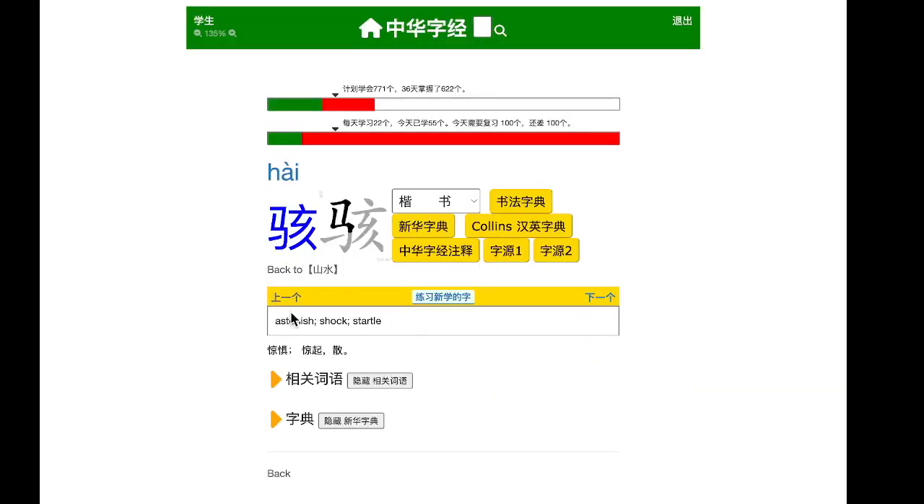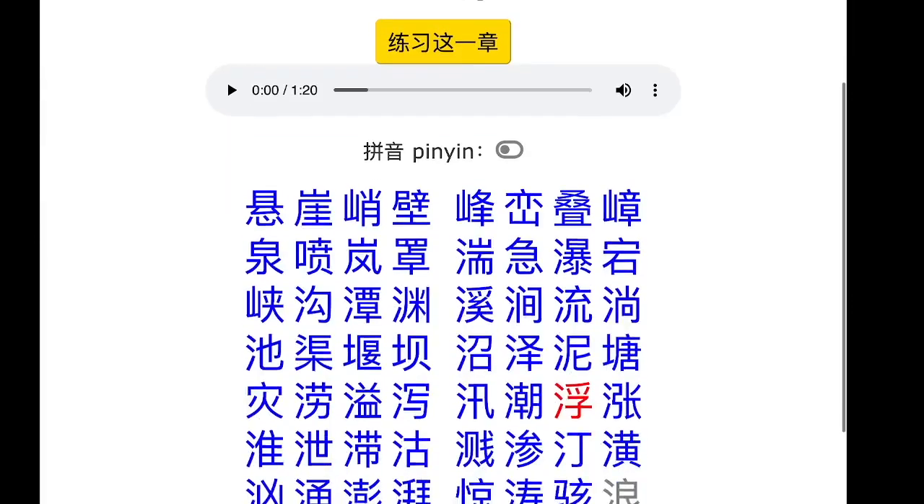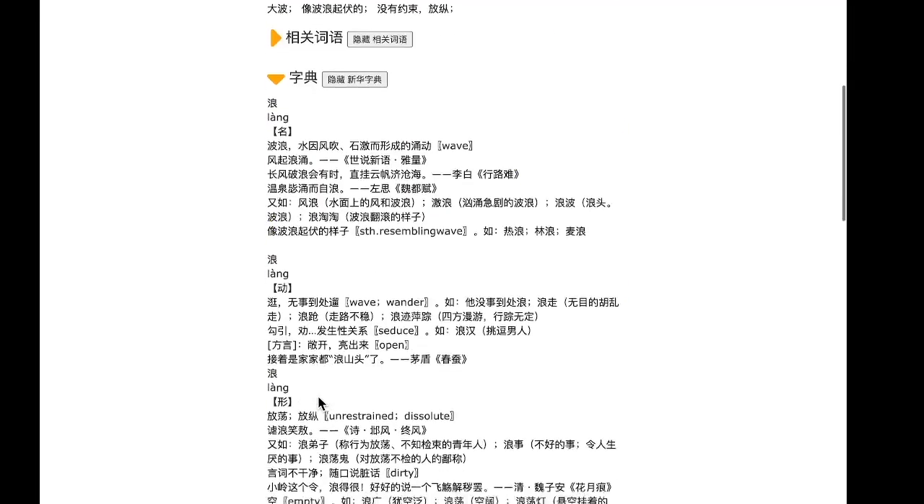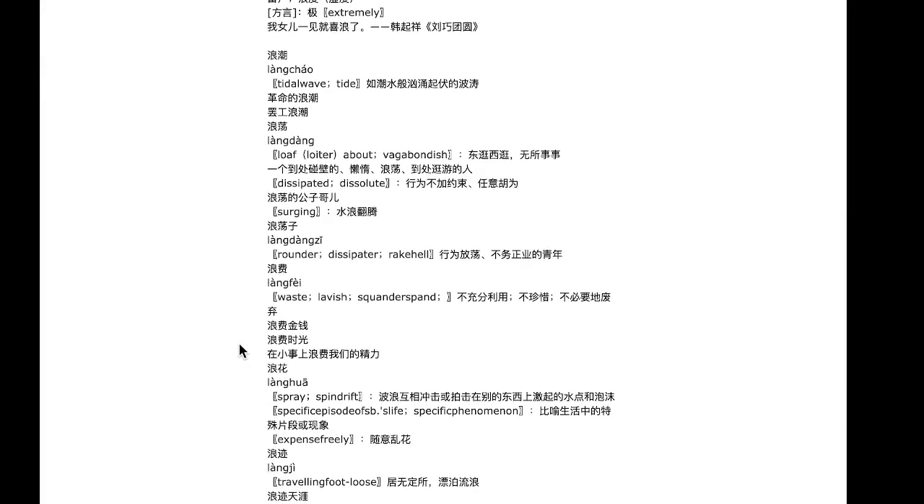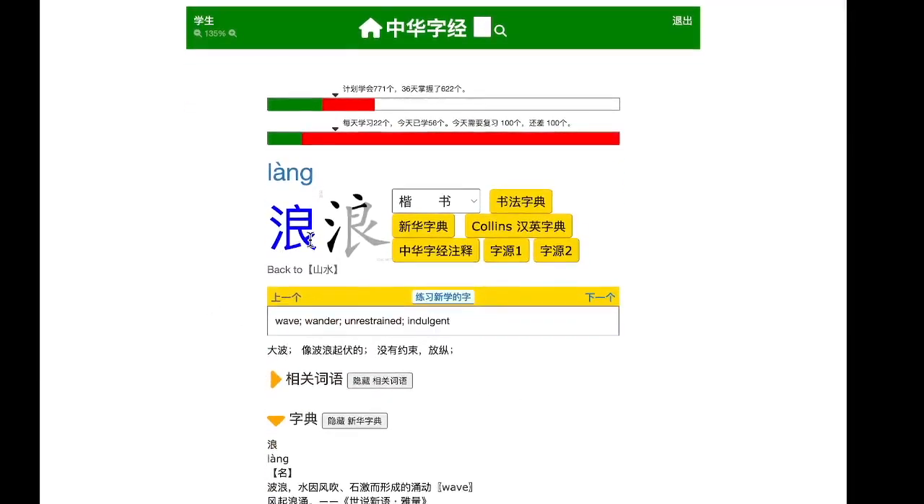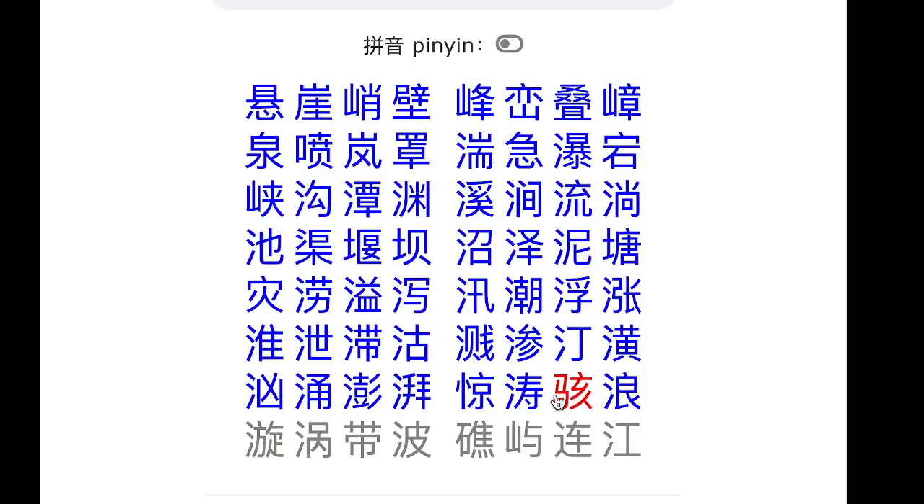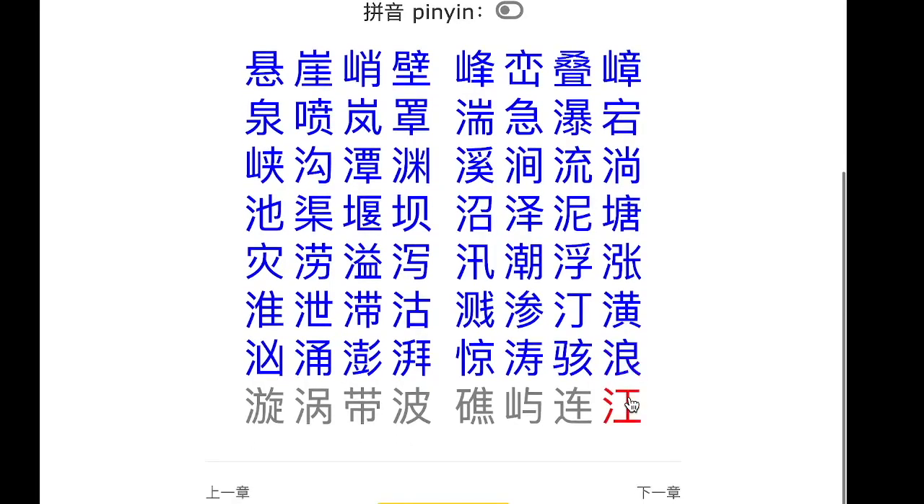And same thing with the next one. 骇 means to astonish, shock, or startle. This we use less often than 惊. 浪 is a wave. It can also mean to wander, unrestrained, or indulgence. So like 流浪 would be wandering. 浪荡, loitering about. 浪费, waste, squander money. Like this unrestrained spending would be. 浪漫 is what we call romantic. 浪人, this kind of thing. So this 骇浪 means basically the same thing as 惊涛, like waves that are so big that it's scary and shocking.